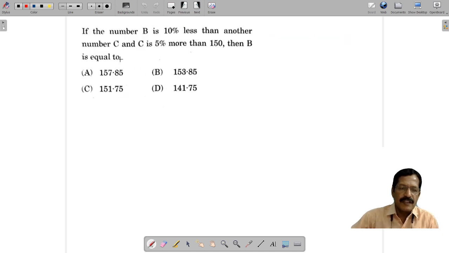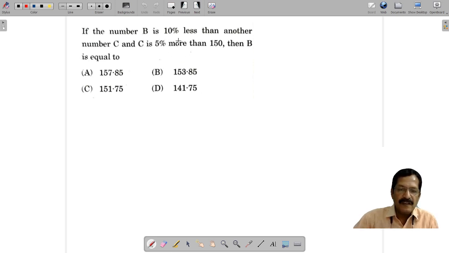Children, there is a question. If the number B is 10% less than another number C and C is 5% more than 150, then B is equal to: option A, 157.85; option B, 153.85; option C, 151.75; option D, 141.75.